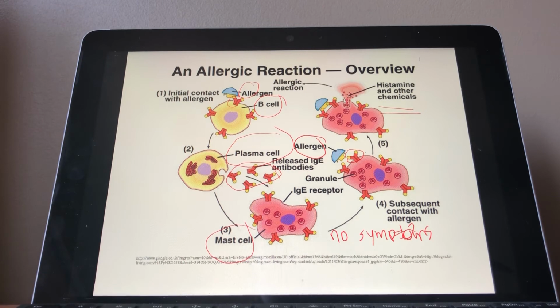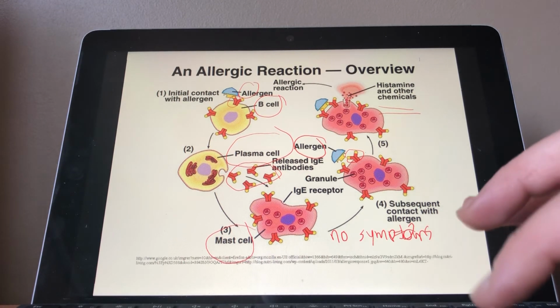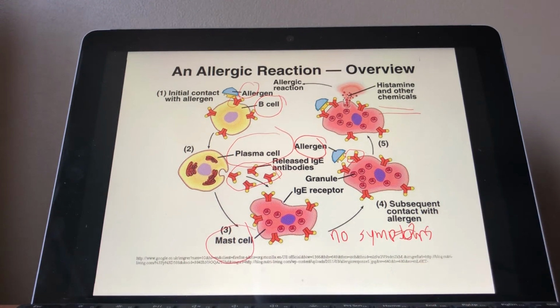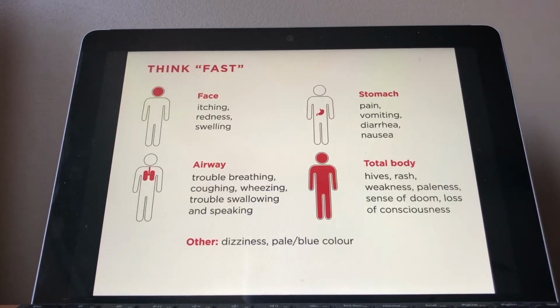Now, a pollen allergy is annoying, but as we know, now in society, we have so many people who are so severely allergic to different things that they need to have an EpiPen. So, what are some of the things that happen with people who have this scenario?